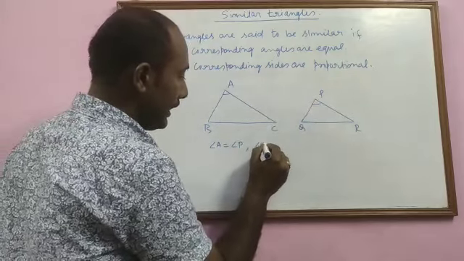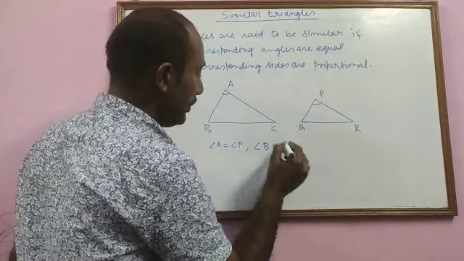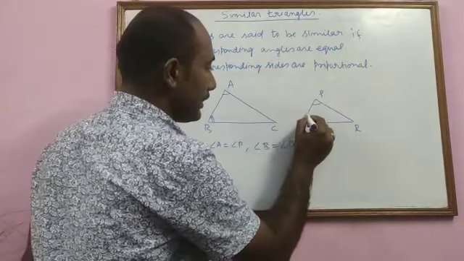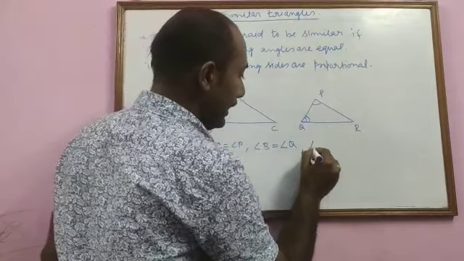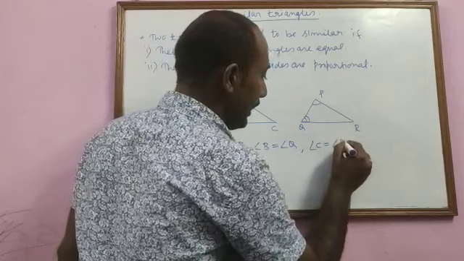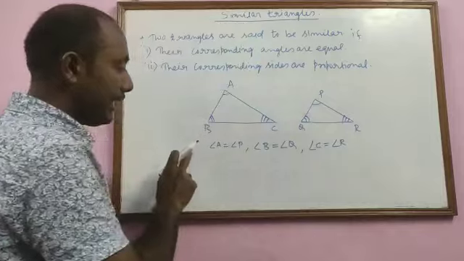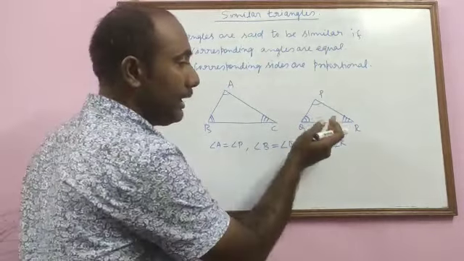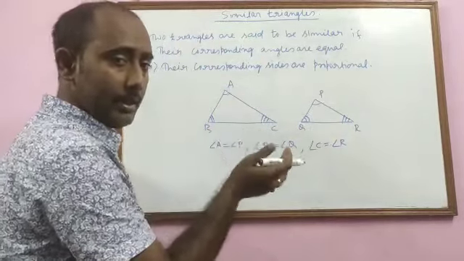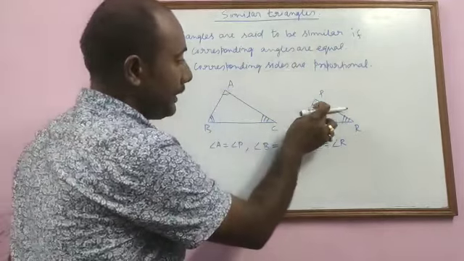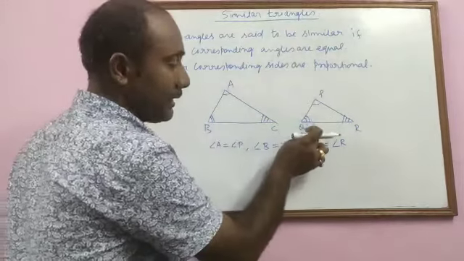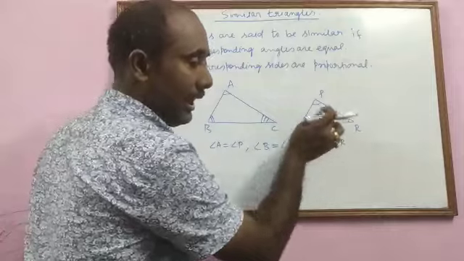Angle B is equal to angle Q, so this is equal to this. And I say that angle C is equal to angle R, so this angle is equal to this angle. So the three angles of this triangle are correspondingly equal to the three angles of the other. So A is with P, B with Q, and C with R.